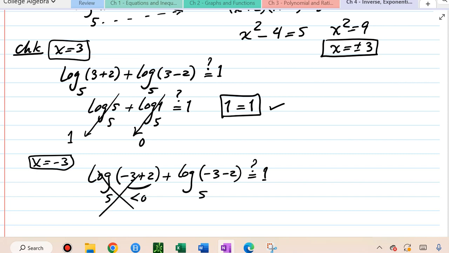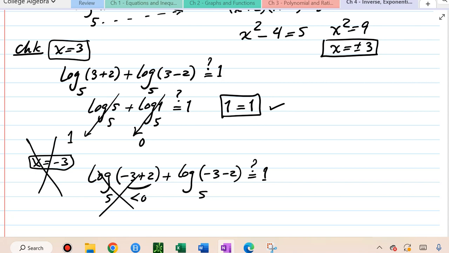We're done. As long as it fails one, even if it works in here, which it won't. Even in here, it's -5. Fails both of them. All it takes is one of them, though, to fail. So we're going to discard -3. That's not going to be a solution. The only solution is 3.